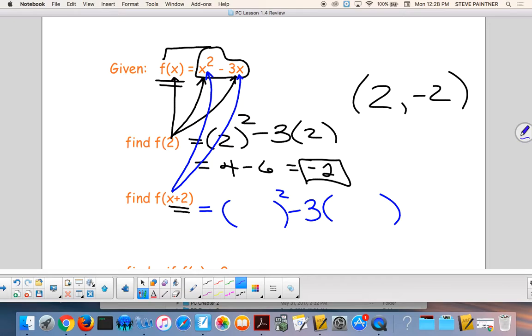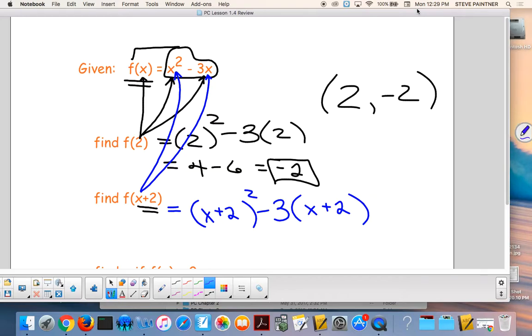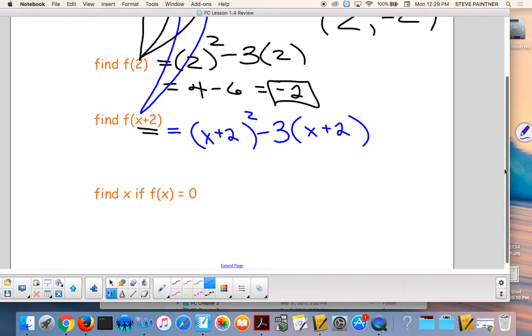Okay, x plus 2 squared minus 3 times x plus 2. How do you take x plus 2 and square it? Do you FOIL it out? Yeah, because what it means is x plus 2 times x plus 2, itself, right? And then this one, distributed, yeah, you could probably run that through right now and get negative 3x minus 6. Okay.